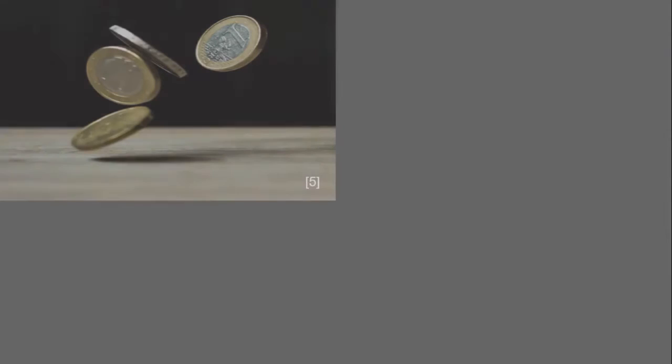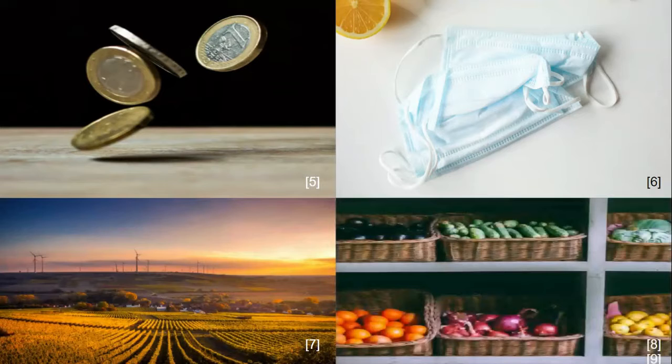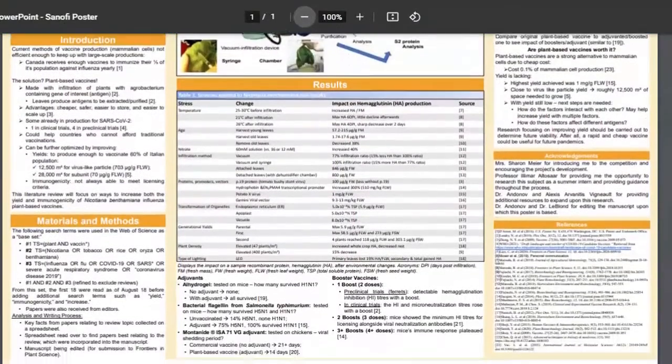Vaccines made in this way tend to be cheaper, safer, easier to scale up, and easier to store, making them ideal for pandemic situations. The only problem with these vaccines is that they often have lower antigen yields and immunogenicity, so my project has been focusing on finding ways to improve upon these flaws for Nicotiana benthamiana influenza plant-based vaccines in the form of a literature review. You can read all about these factors on my poster.